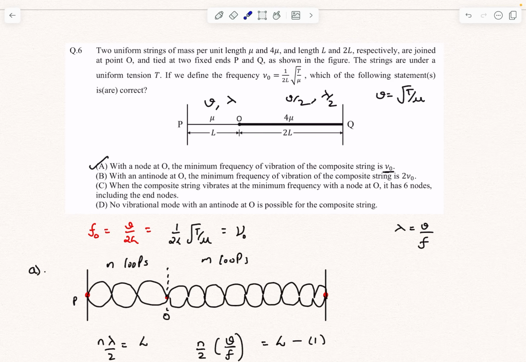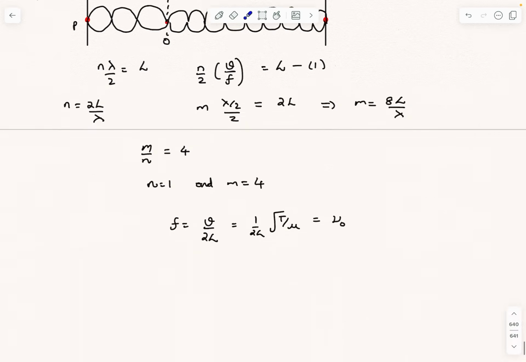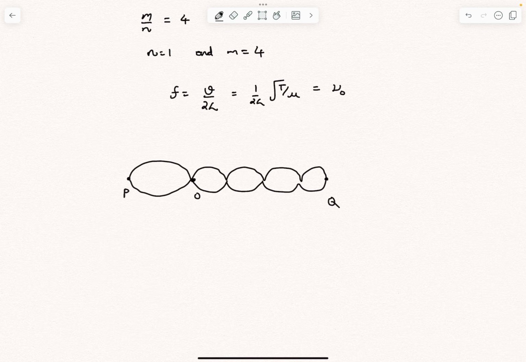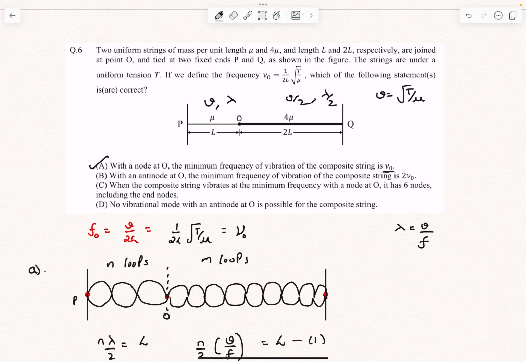Now in option C also they're asking us about this particular case. So when the composite string vibrates at minimum frequency with the node at O, it has 6 total nodes including the end nodes. Okay, so we have to count the number of nodes here. Between point P and point O there is one loop, and between the other points there are 4 loops, right? So the number of nodes or zero amplitude points here is 1, 2, 3, 4, 5 and 6. So option C is also correct.